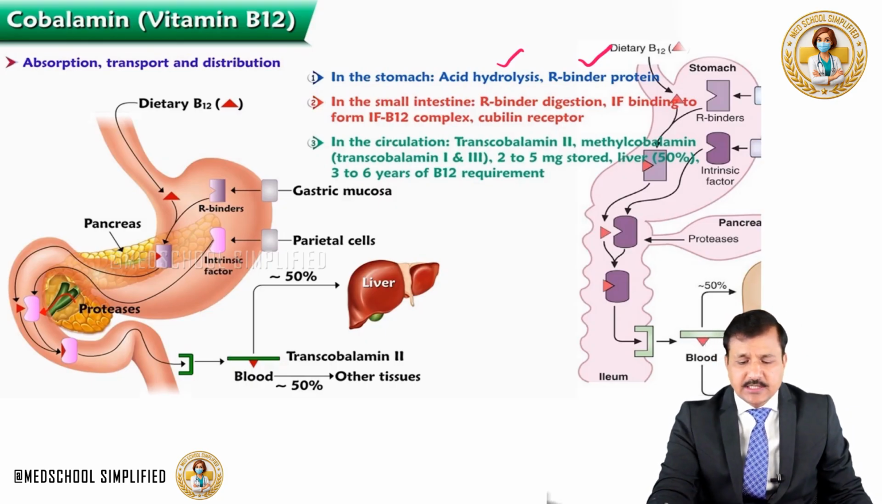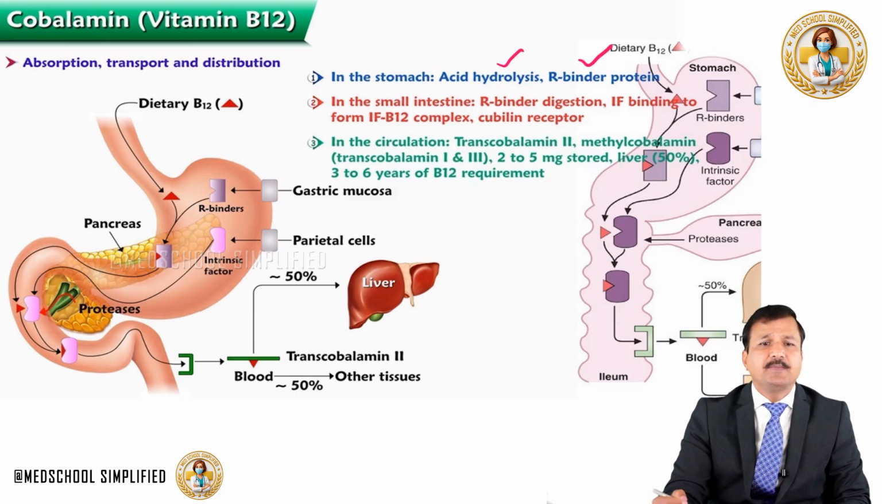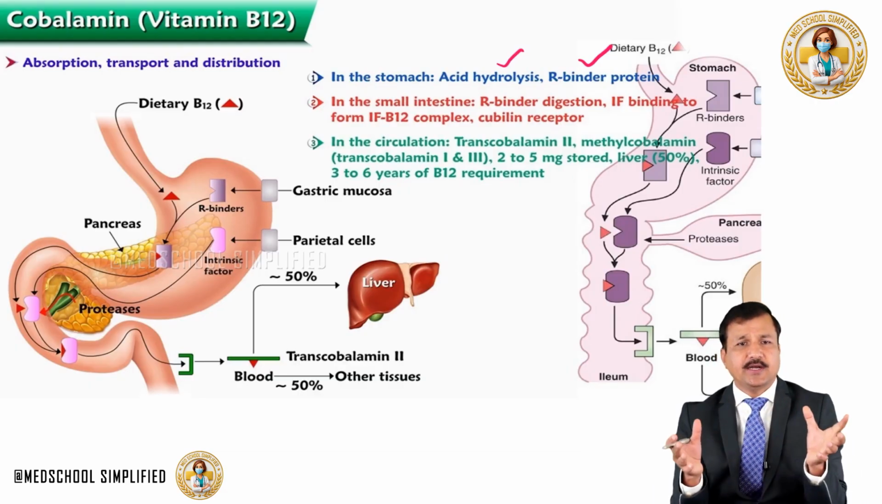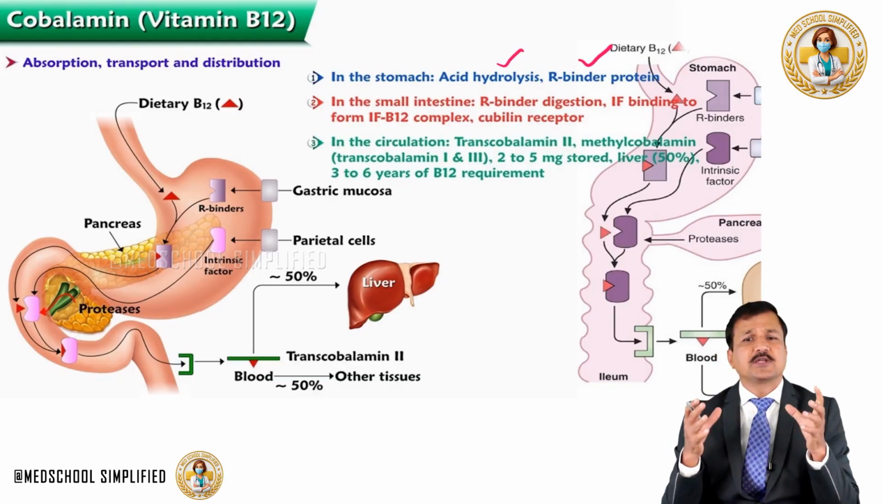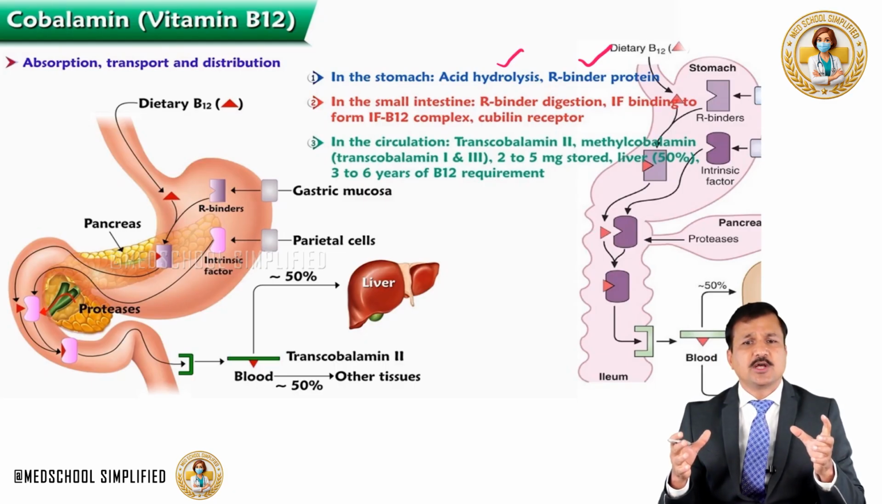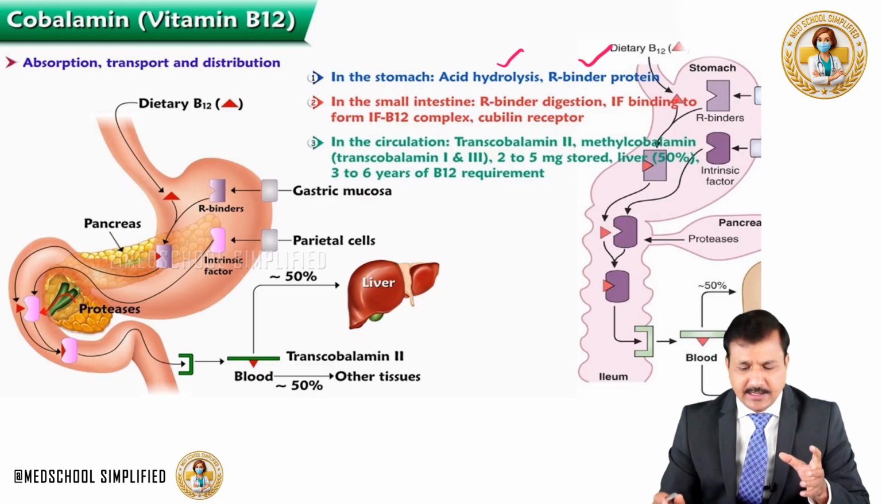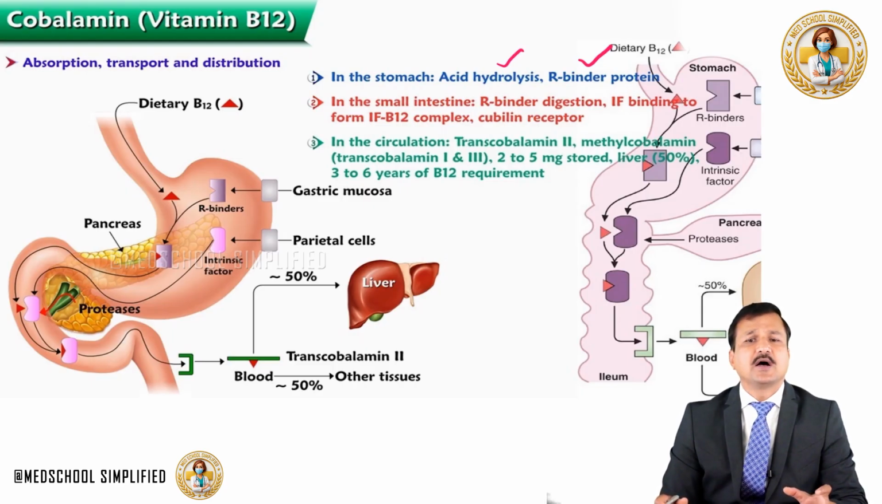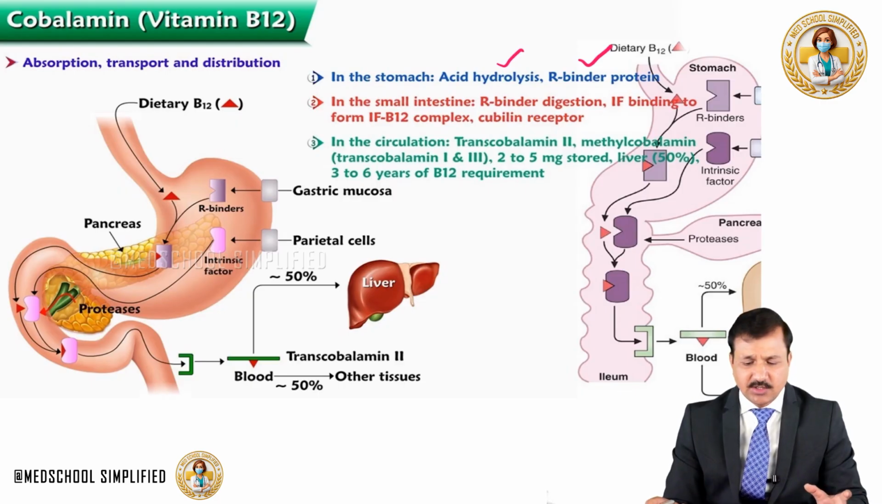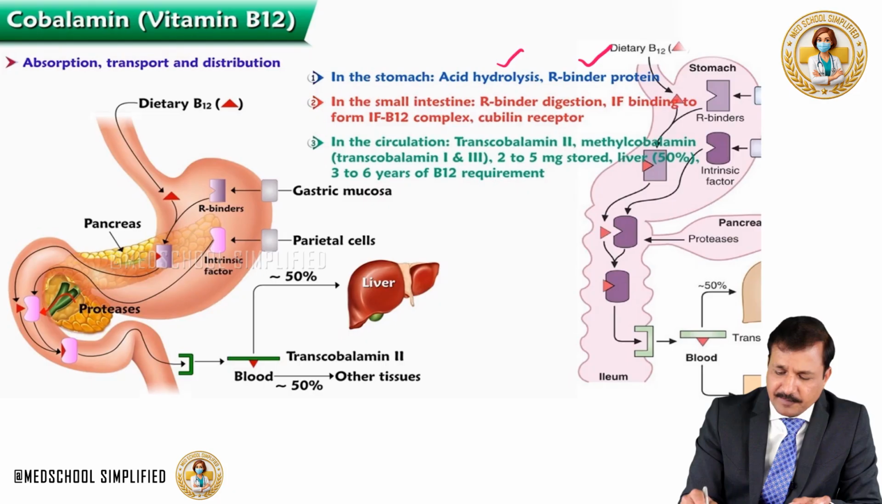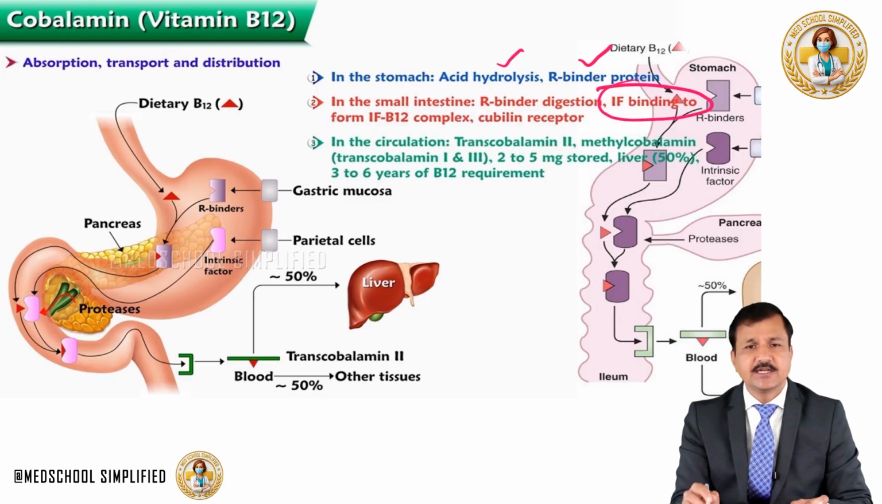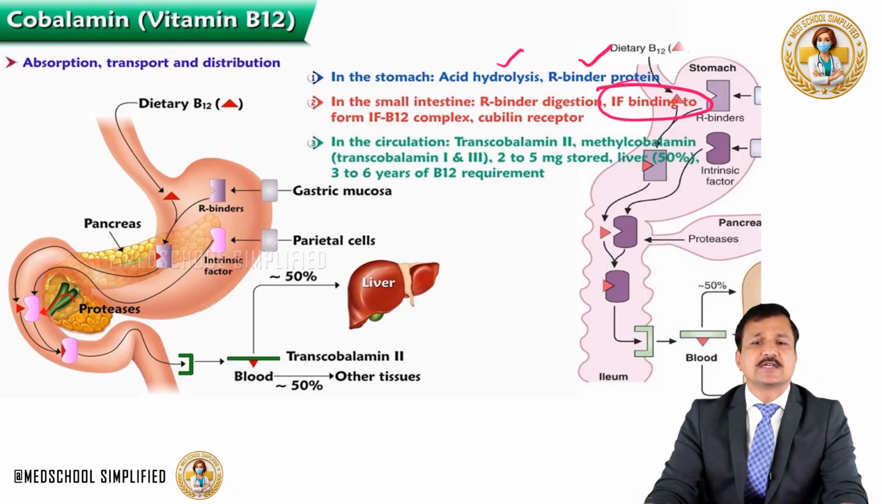In the small intestine, R binder will be digested with trypsin because R binder is separated from the cobalamin because of the alkaline pH in the small intestine, and this R binder is digested by the pancreatic trypsin enzyme and separates cobalamin. And this cobalamin in the small intestine is going to bind with intrinsic factor, and this intrinsic factor is synthesized and secreted by parietal cells of the stomach.